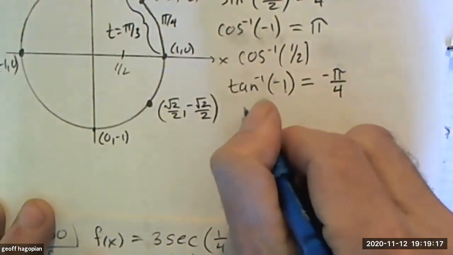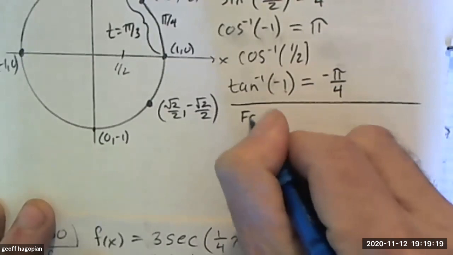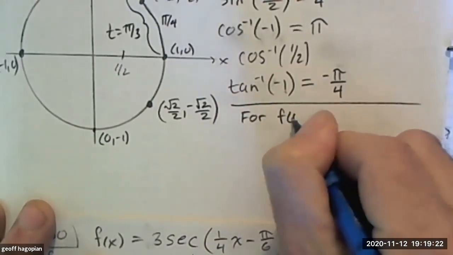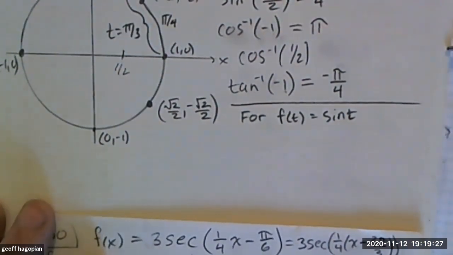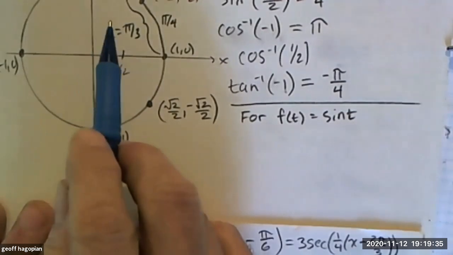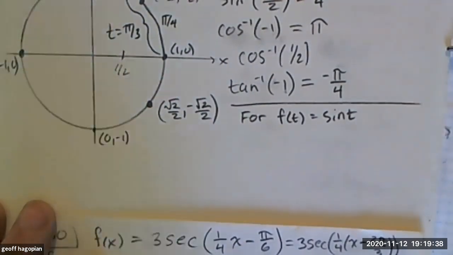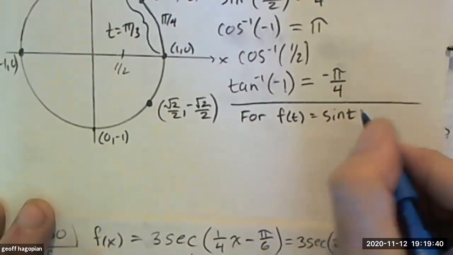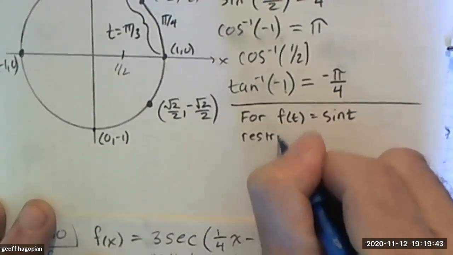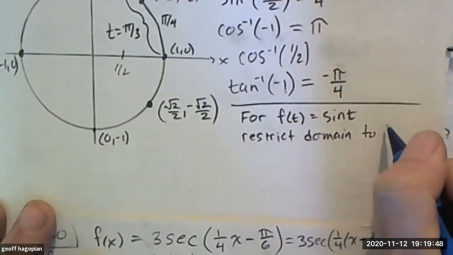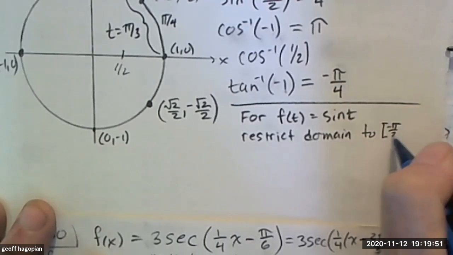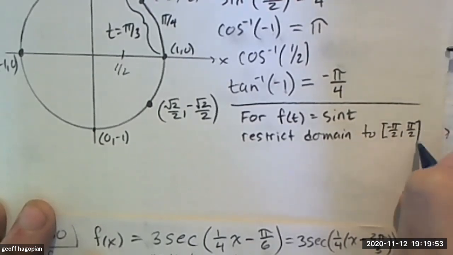So for sine, f of t equals sine t. Let's see, if we use t, then we avoid this cognitive dissonance of x and y meaning different things, right? So t is what we call the distance that we go on the arc of the unit circle, right? So we restrict the domain to the interval from negative pi over 2 to pi over 2, including the endpoints, right?